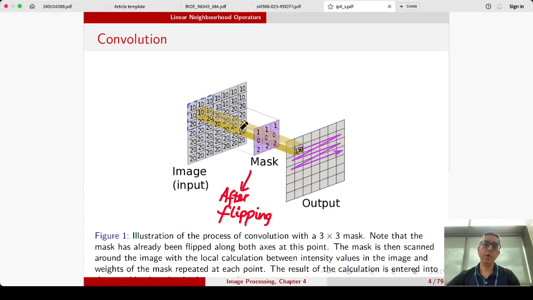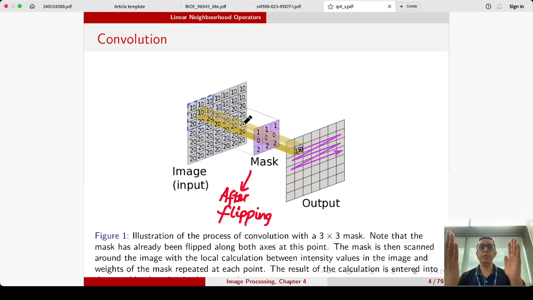When we flip the mask, we take the mask as being on a spatial coordinate system, centered usually on the middle of the mask. Typically, odd size masks are more widely used in image processing than even size masks: a 3x3 mask, a 5x5 mask, 7x7, but it's quite rare to find 6x6 or 4x4. So let's go with an odd-sized mask.